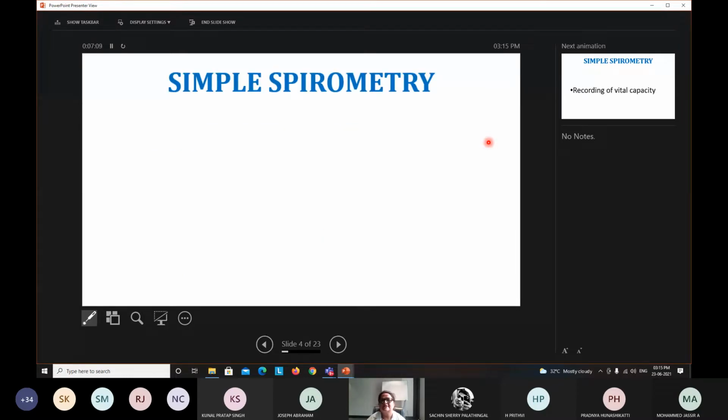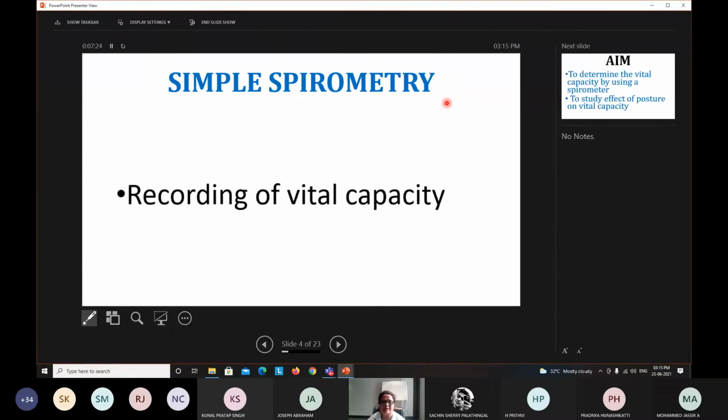So first, coming to simple spirometry. Why is it called simple spirometry? What is its use? What is its application? How is it useful for us? Simple spirometry mainly involves recording of vital capacity. We are going to record only the vital capacity using a simple spirometer, so in this procedure only vital capacity is recorded, right?